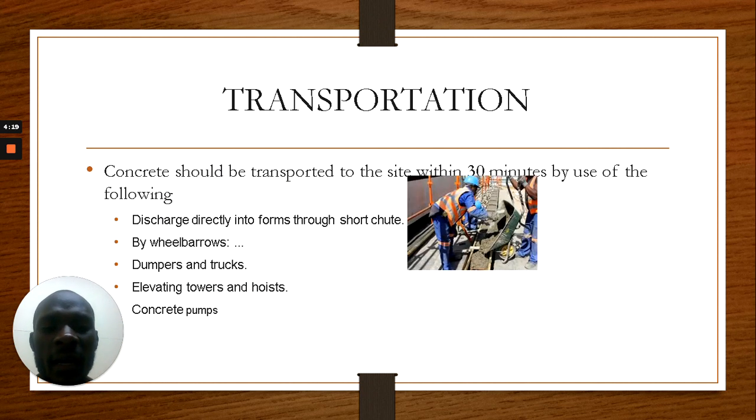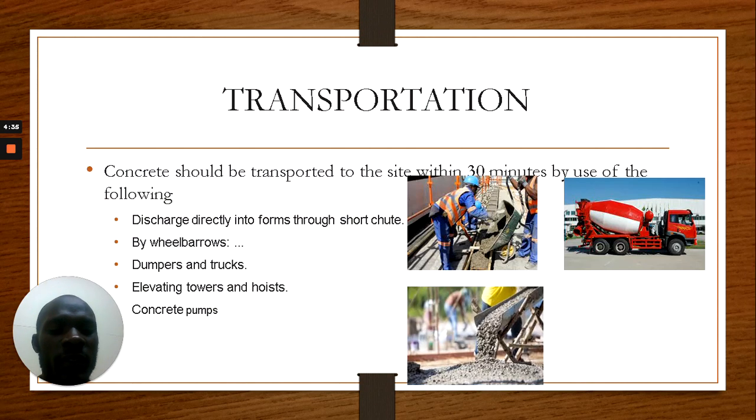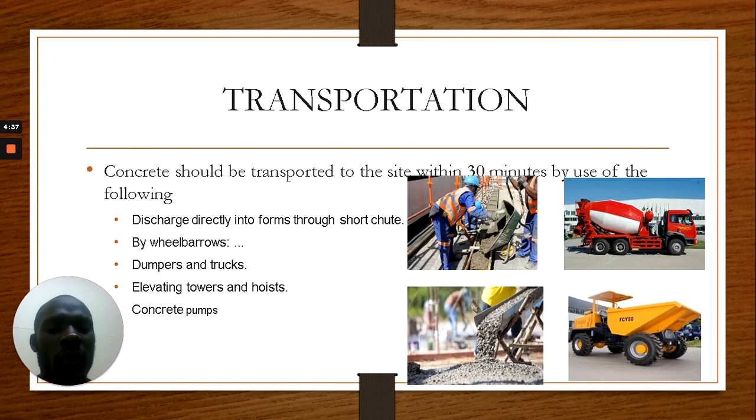So there we have a picture of a man who is transporting concrete by use of a wheelbarrow. Then we also have transporting concrete by use of a concrete truck mixer to the required site. Then we have use of chutes. Then this one is a damper. This is the use of damper, and it is used to transport concrete on the site. But this truck mixer, it can transport concrete out of the site.